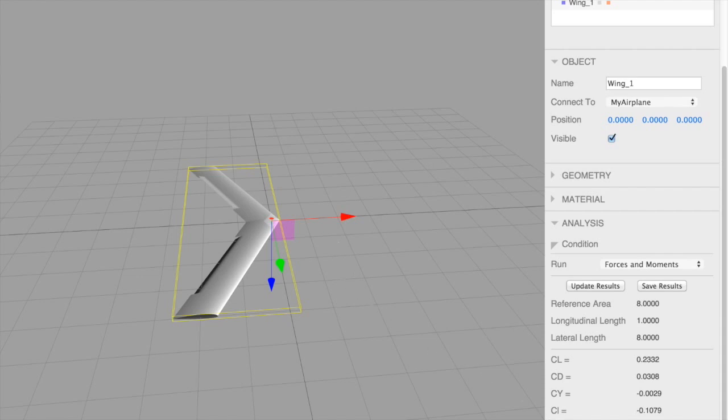Our pitching moment, C sub m, is here about the y-axis, and that is naturally positive, nose up, and naturally negative, nose down. And then our yawing moment is, if you put your thumb in the direction of the z-axis here, you can see that a positive yawing moment would be yawing us to the right, and a negative yawing moment would yaw us to the left.